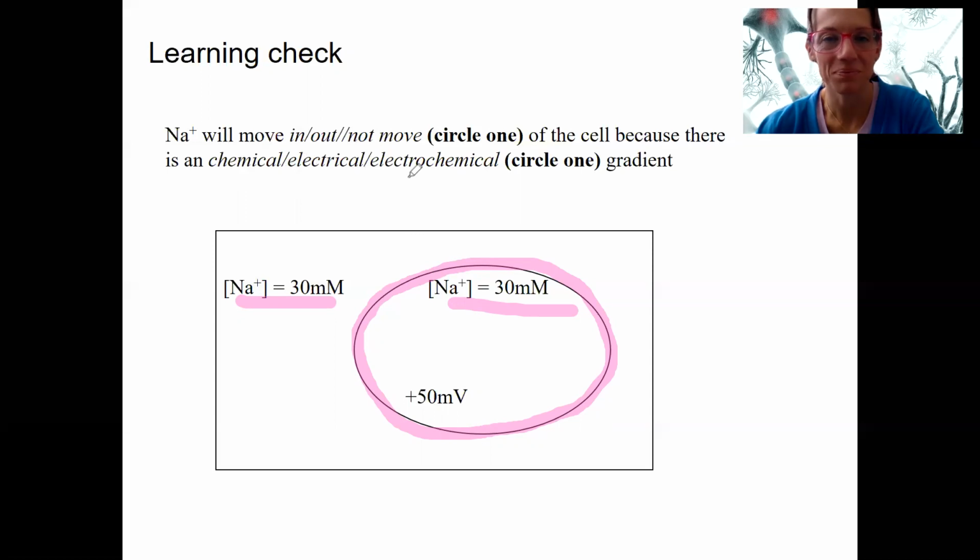Let's walk through this. There is no chemical gradient. There's no difference in concentration. Is there an electrical gradient? Yes, it's more positive inside the cell than it is outside of the cell. What does this mean for a drive for sodium? Sodium is positively charged. It's going to move away from that positive towards the more negative place. So the answer is going to be out, and there is an electrical gradient. Got it? Okay, let's do another one.